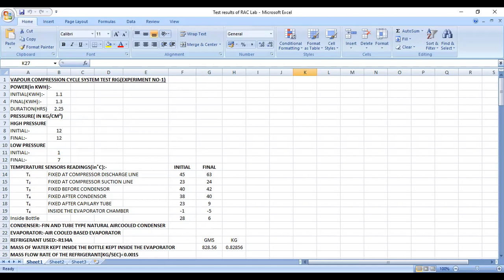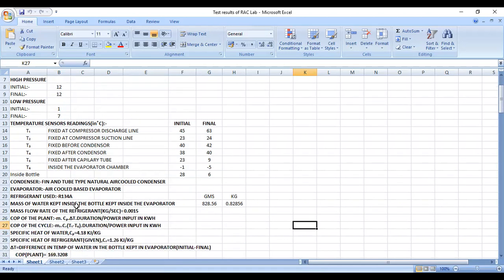Condenser fin type natural air-cooled condenser. We have an air-cooled evaporator, refrigerant R134A, and mass of water kept inside the bottle near the evaporator itself. The grams remains 825.56, it will go up to 828. Mass flow rate of refrigerant in kg per second is equal to 0.0015.